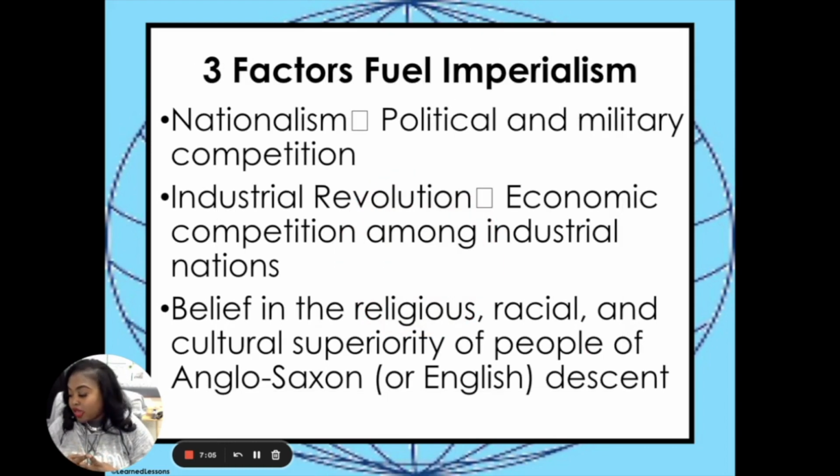At the bottom of page 1, it has factors in fueling imperialism, and then it has 3 boxes. In the first box, you should have nationalism. In the second box, you should have industrial revolution. And in the last box, you're going to have a belief in a religious, racial, and cultural superiority of people of Anglo-Saxon or English descent. Usually when you hear the word Anglo-Saxon, you're talking about Caucasian or white people.